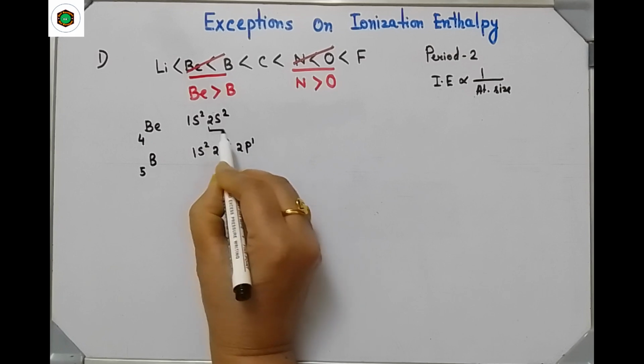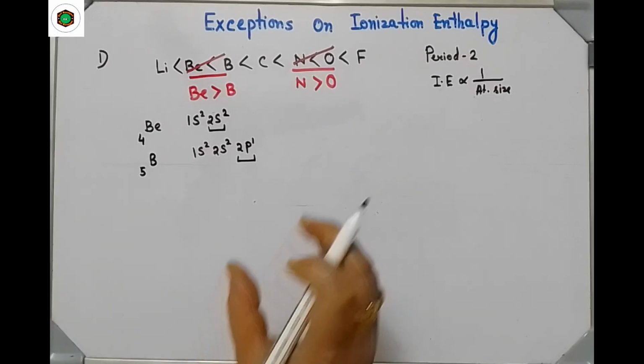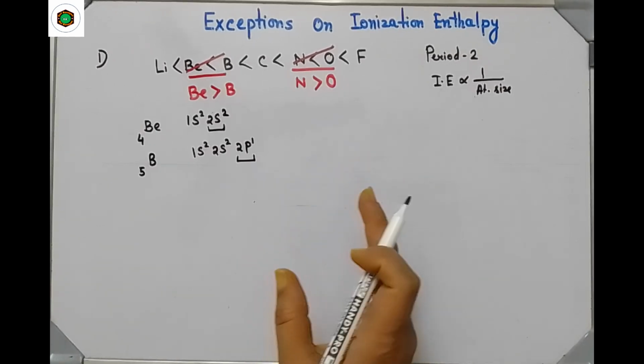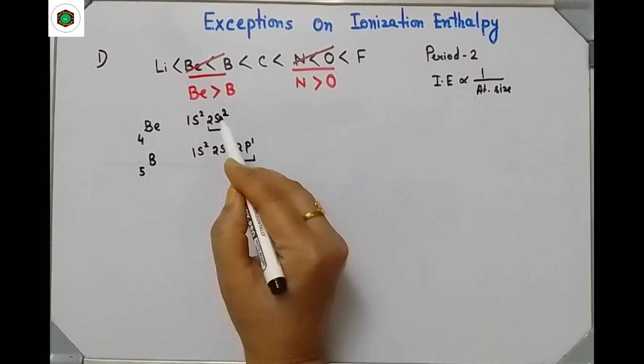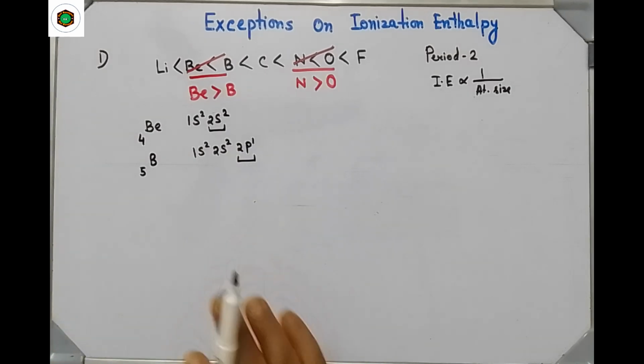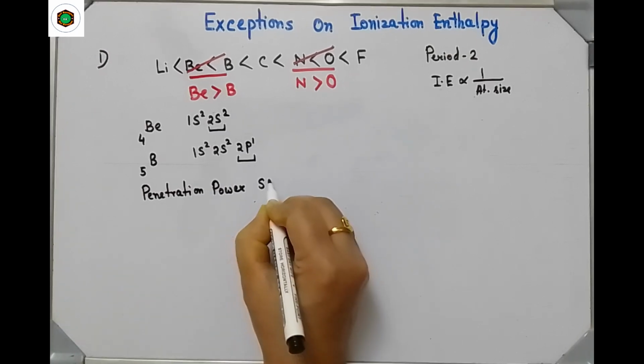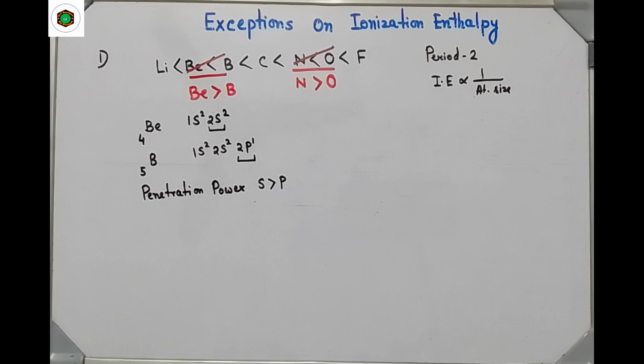So here S subshell is fully filled, but here P subshell is not fully filled. We know full filled and half filled subshells are exceptionally stable. So it's very difficult to remove one electron from this beryllium. This is one reason. In another way, you can think penetration power of S subshell is more than P. So it's very difficult to remove one electron from S subshell than from P subshell. So if it's difficult to remove this electron than this, obviously beryllium will have higher ionization enthalpy.